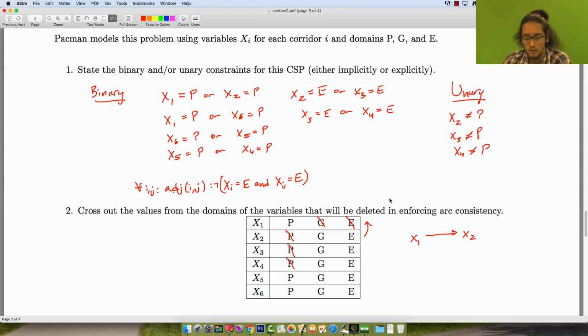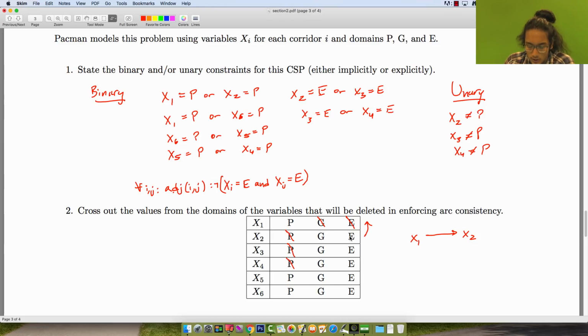Let's walk through one more arc. Let's say it's the arc from x2 to x1. In this case, let's see if everything's satisfied. Note that in general, the reason why we consider both of these directions separately is because it's not the case that if one is satisfied, the other will be satisfied. Now let's see if this arc is consistent. P is already off limits, so if I assign G to x2, is there something which I can assign to x1? Yes, if I assign P to x1, then this constraint is satisfied, and all the others are also satisfied. So G works. I'm not going to prune G.